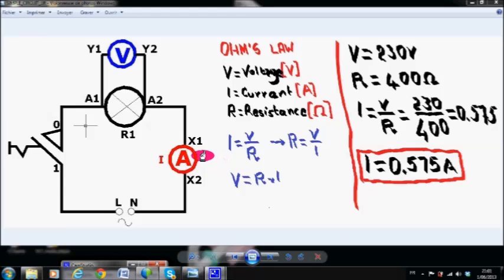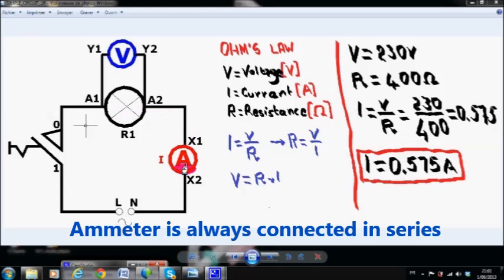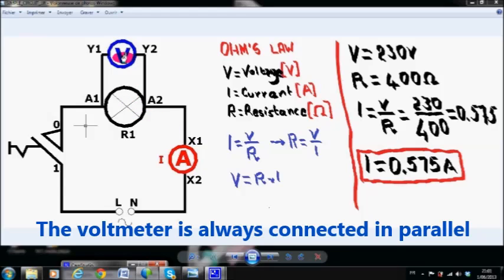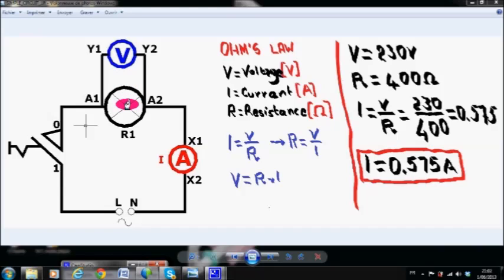So what do we have? Note that the ammeter is in series with our resistor. If you were to put your ammeter in the circuit, just cut the line and then you put the ammeter in your circuit in series. But if you want to put your voltmeter, you put it in parallel with the resistor on which you want to measure the voltage drop.